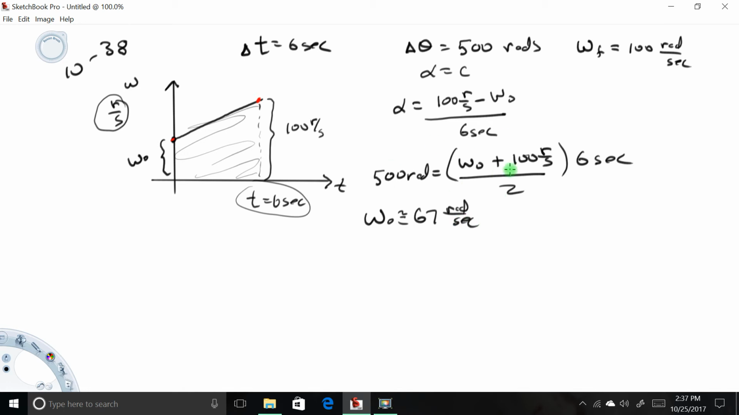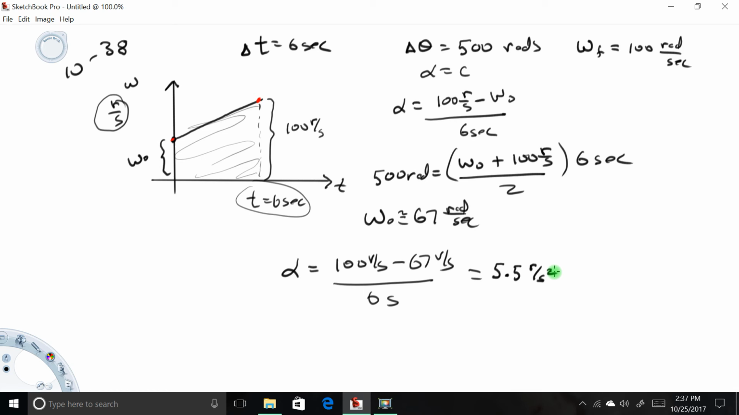Next step is we can now calculate our angular acceleration. That's now a known value. So we're going to have 100 rad per second minus 67 rad per second over 6 seconds. It shouldn't take me long to do this. I got about 5.5 radian per second squared. So I think that example is all done.